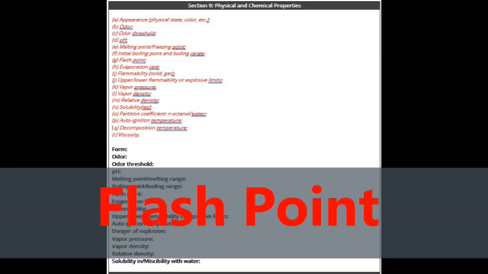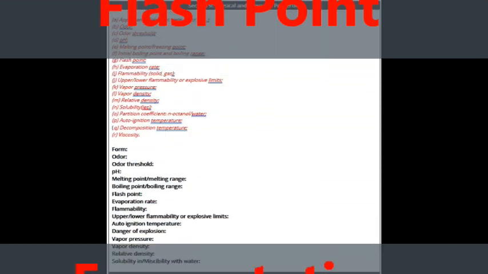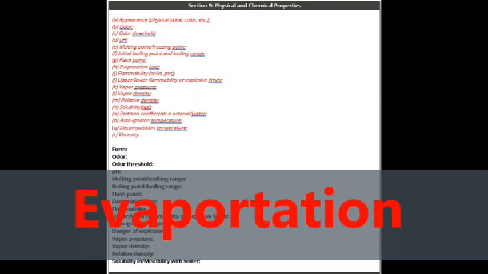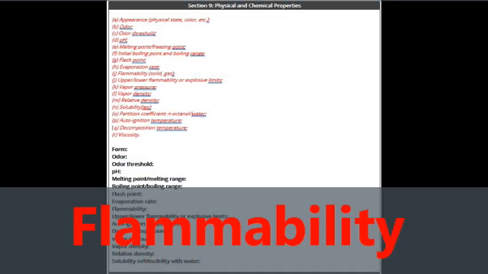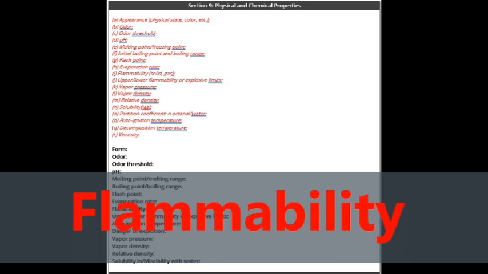Flash point. According to OSHA, flash point is the minimum temperature at which a liquid gives off a vapor which is ignitable. Evaporation rate. The evaporation rate is a ratio of time required to evaporate a chemical in comparison to another test chemical. The results are expressed either as a percentage, a specified amount, or a relative ratio. This is used most often for solvents. Flammability, as applicable to solids or gases.